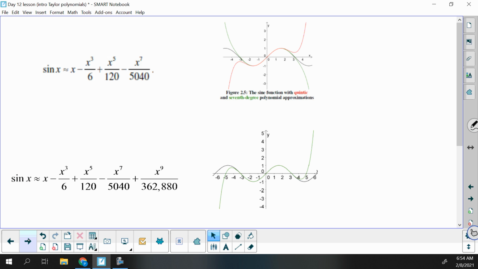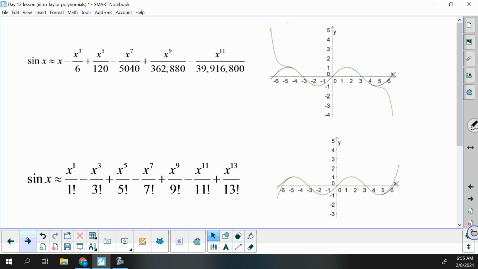Well, where are these numbers coming from in the denominator? Are they just random? If we flip to the next page, we have two things. We have an 11th degree one, which is now holding on to it even more. It's holding on to it beyond 4 and -4. And then there's a 13th degree one that goes even further, but notice I've written the denominators differently there.